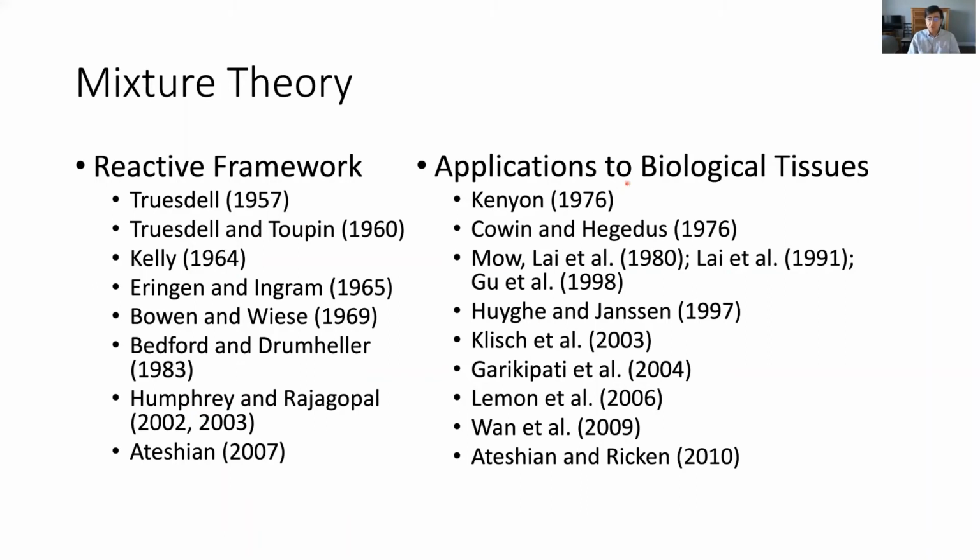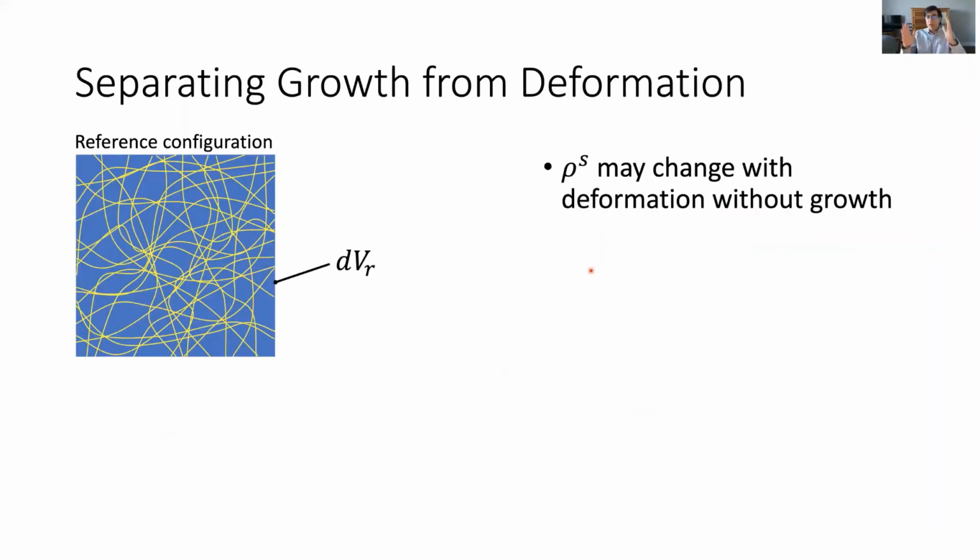But applications of mixtures, not always reactive, to biological tissues started fairly early on. If you think that really mixtures were developed in the 60s, by the 70s, several people were using this. Van Mow was my advisor, Michael Lai was my advisor, so that's how I became familiar with mixture theory. Anyway, now you know that when you compress a material, the density changes. So a change in density is not uniquely associated with growth. It could be associated with deformation.